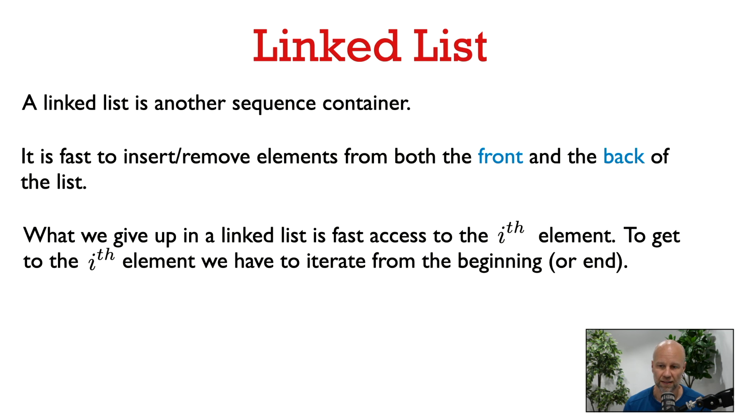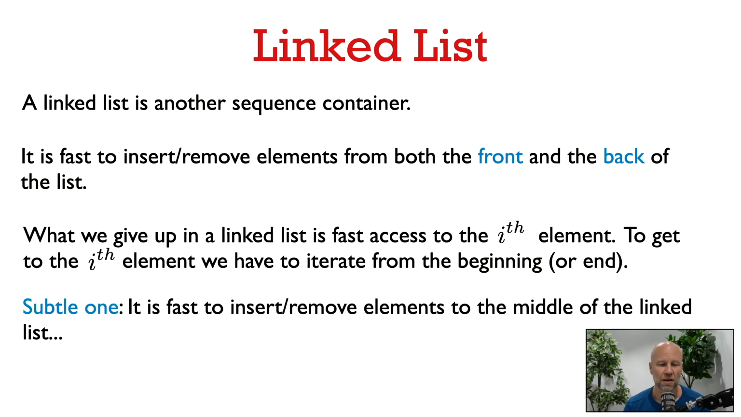Okay, so let's get into a linked list. A linked list is like a resizable array. It's a sequence container, which means that we store the elements in a linear way. The advantage over a resizable array is that in a linked list, it is fast to insert and remove items at both the front and the back of the list. The disadvantage with a linked list is that we give up random access to elements. To set or get the ith element of a linked list, we just have to iterate through the list, starting from the beginning or starting from the end.